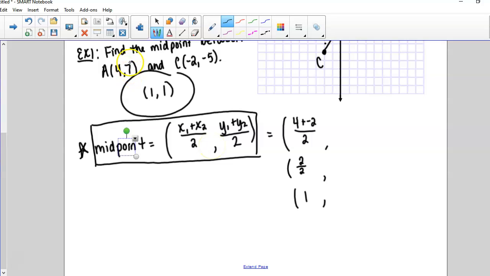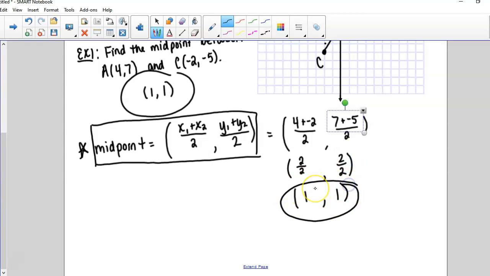So for our y's, we've got 7 and -5. So we have 7 plus -5 over 2. 7 plus -5 is 2, and 2 divided by 2 is 1. So there is our midpoint for this problem.